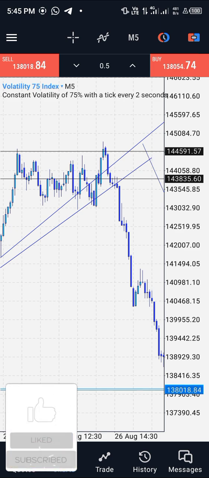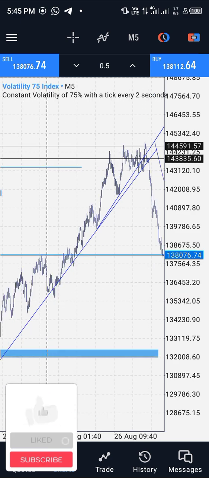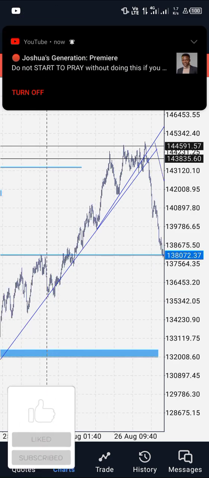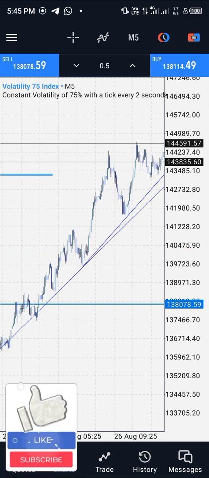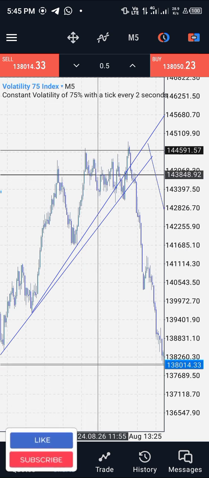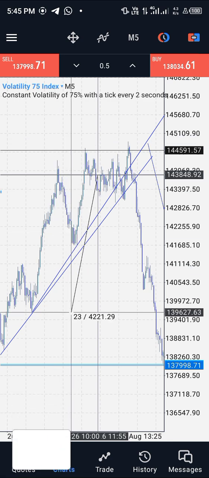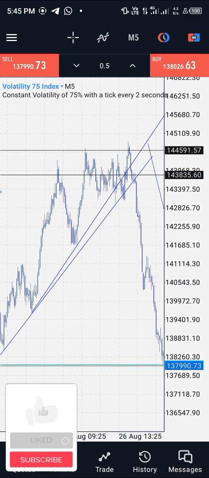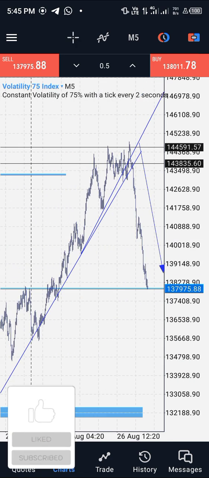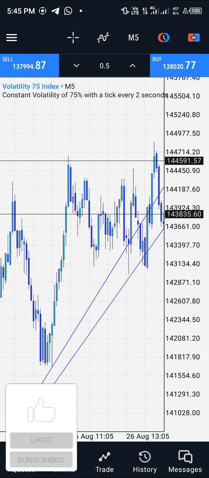Me, I personally love trendline confirmations. But I told you guys to use confirmation, so it's not every time a confirmation will work for you. But if you are a risky trader, you would have just put your entry around this region, maybe put your stop loss above it. Then your TP maybe 1:2, 1:3, 1:4. Then you would have gotten a nice entry on volatility 75 index.